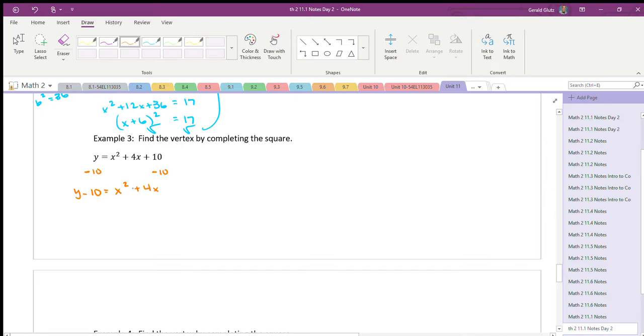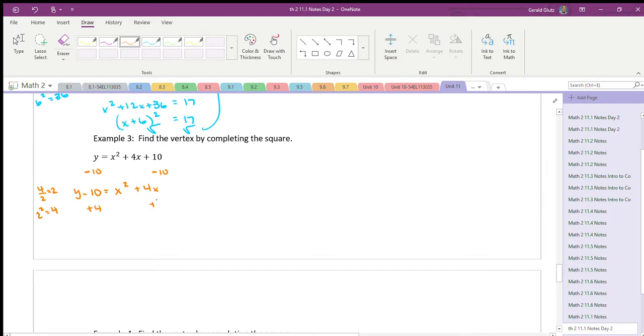The side that has x squared and x, I'm still trying to complete the square. So I have to figure out what number I can put for c to make this a perfect square. I take half of b, so 4 divided by 2 is 2, and then I square that number. So 2 squared is 4. That means I need to add 4 to both sides.